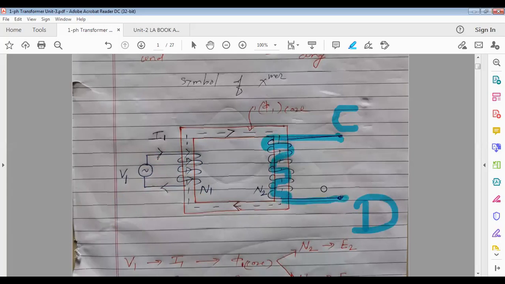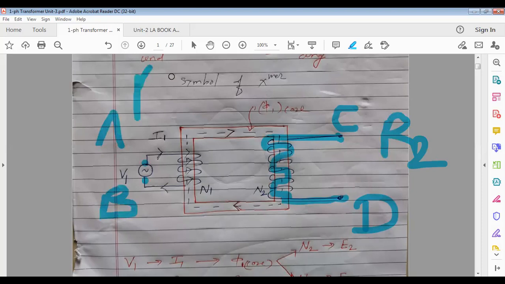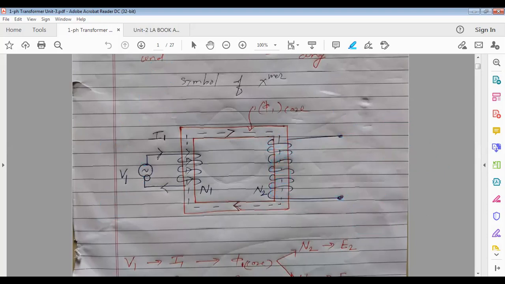The secondary winding is also continuous from C up to D. Whatever the resistance between C and D of the secondary copper winding, it is marked as R2. Similarly, whatever the resistance from point A up to point B of the primary winding, it is marked as R1. So R1 and R2 are the copper resistances of the primary and secondary windings.